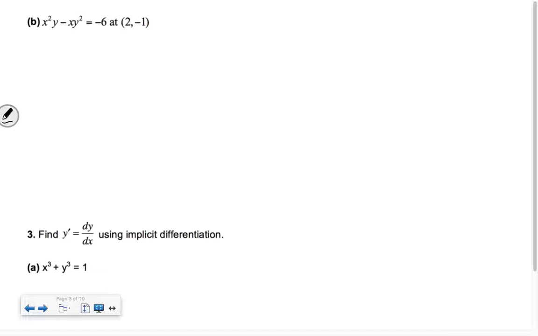All right, so this first one. I'm going to go ahead and find the derivative. Do you guys see that there's going to be product rule involved? If you want to circle, you have x squared and you have y, and then you have x and you have y squared.